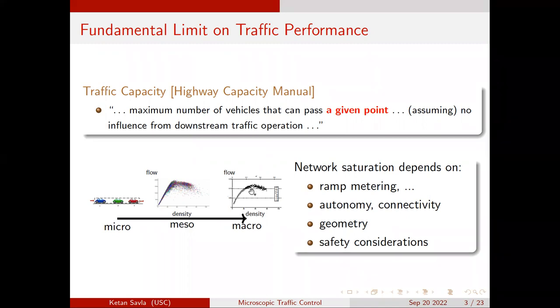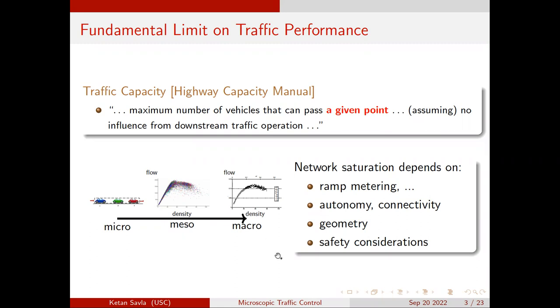But also, this is purely an empirical approach. Once you decide on ramp metering or any control algorithm, you can do simulation, experiments, and observations, and then find this capacity as an after-the-fact thing. What we're interested in is defining a notion of network capacity or network saturation limit, which we can use for algorithm design rather than just performance evaluation after the fact.